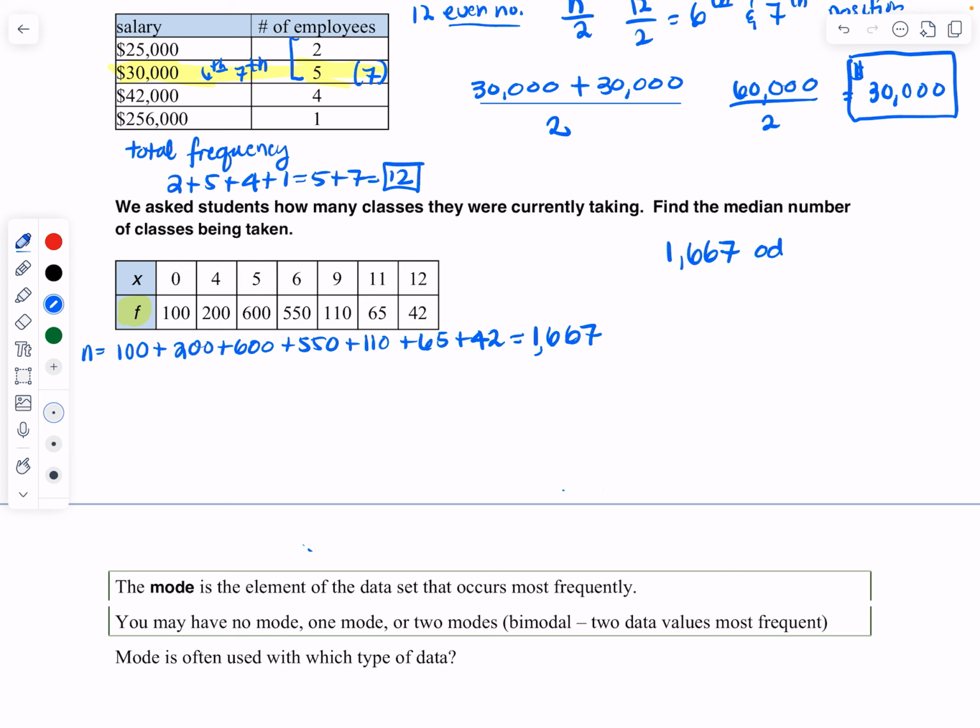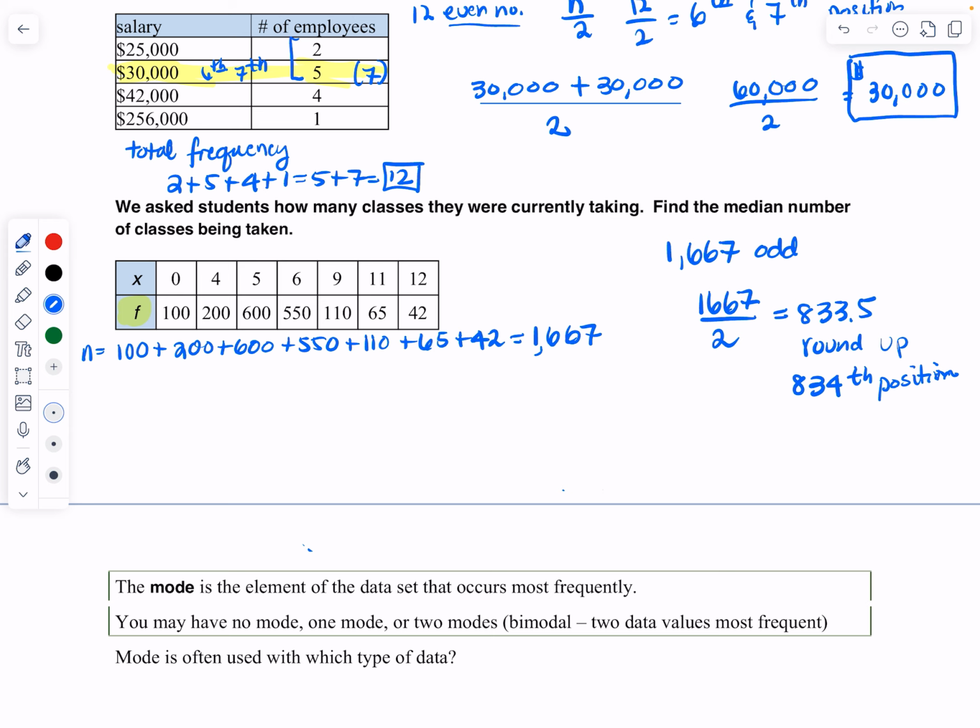Find the median number of classes taken. 1,667 is an odd number. So I'm going to take 1,667 divided by 2, and when I do that, I get 833.5. Now I have to round up, so I need the 834th position. What data value falls there? That's what we need to find out.